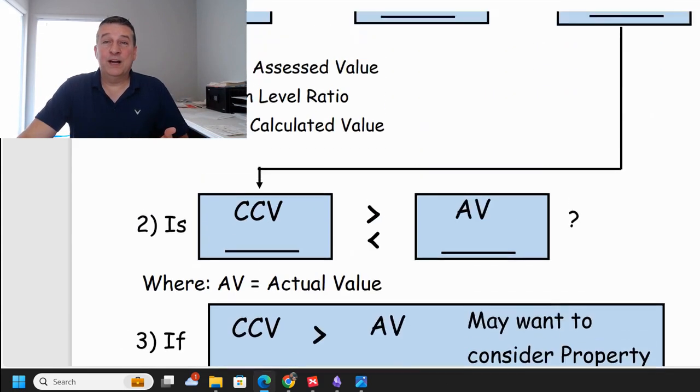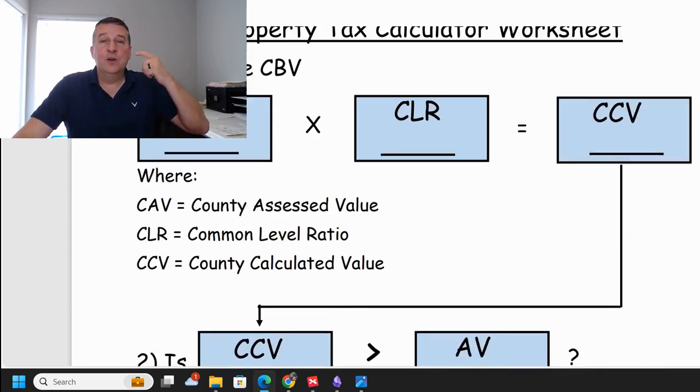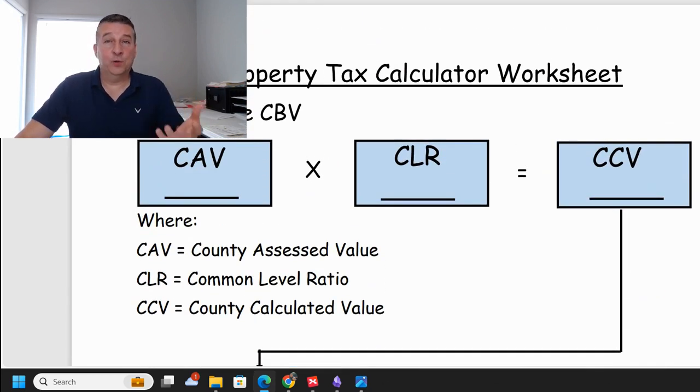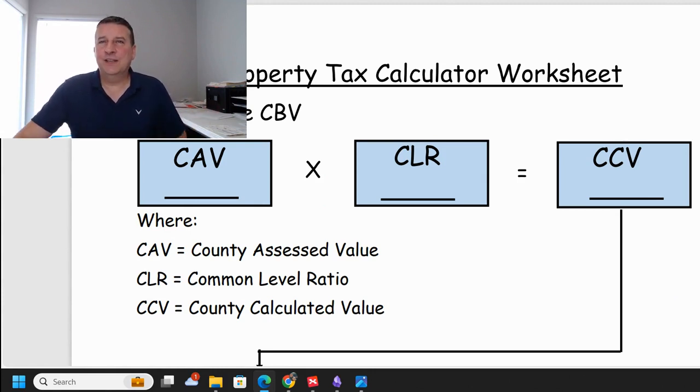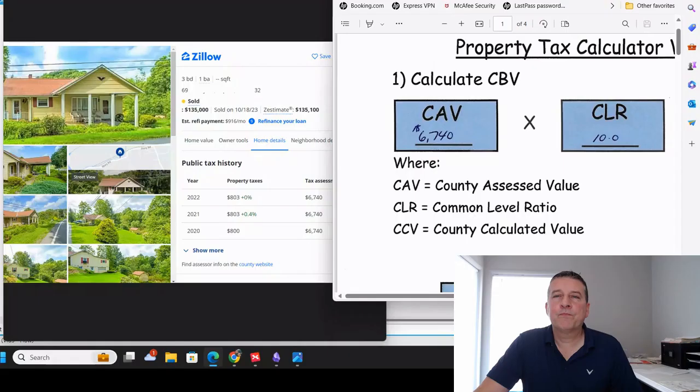What we're going to do right now is take a look at 4 different examples. 2 of them are going to be where the assessed value is high, 2 of them where the assessed value is low, just to give you an idea of what that looks like. So let's go ahead and take a look at these 4 examples.